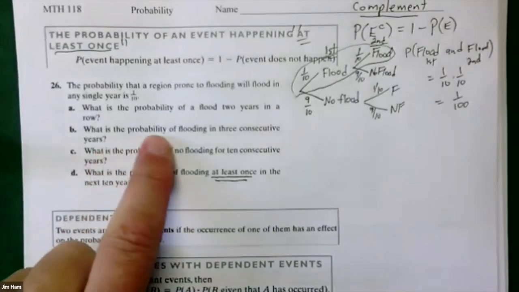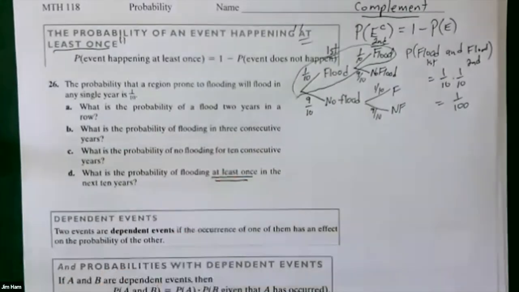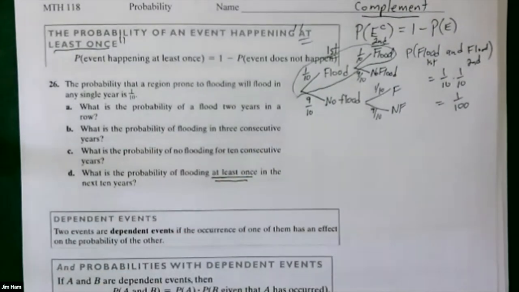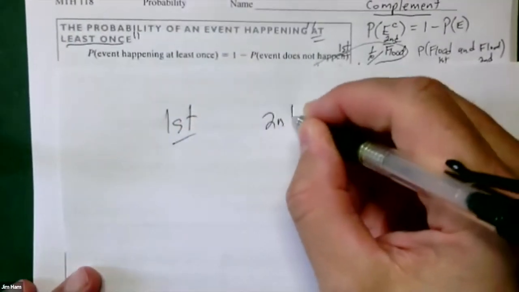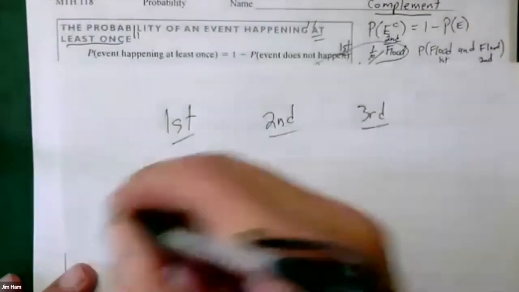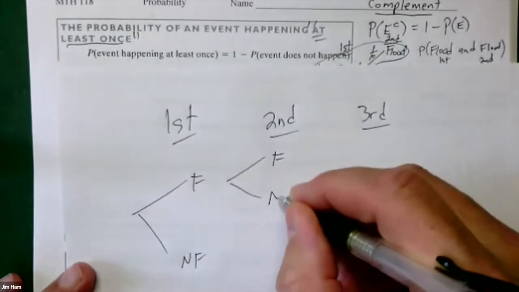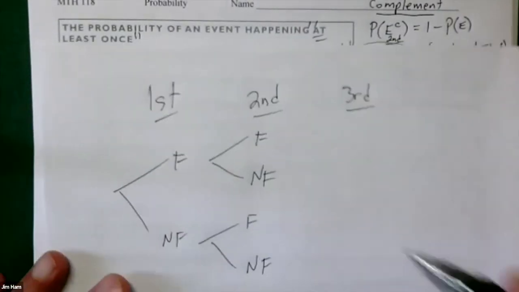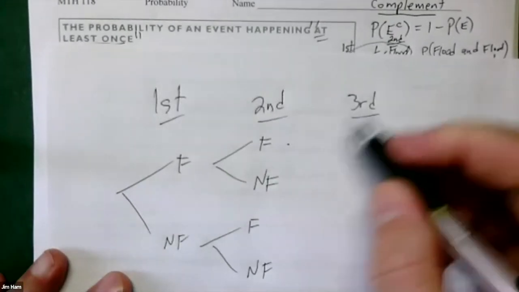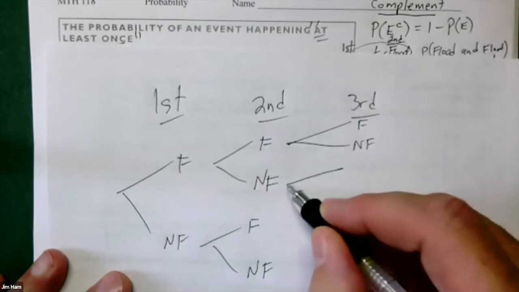All right, what is the probability of flooding 3 consecutive years? Now it's going to get old trying to draw these tree diagrams that branch out. If we had first, second, third year, flood, no flood, flood, no flood, flood, no flood, and so on. And then we branch it out for the third year, we would still have to have flood and no flood for each one of these.